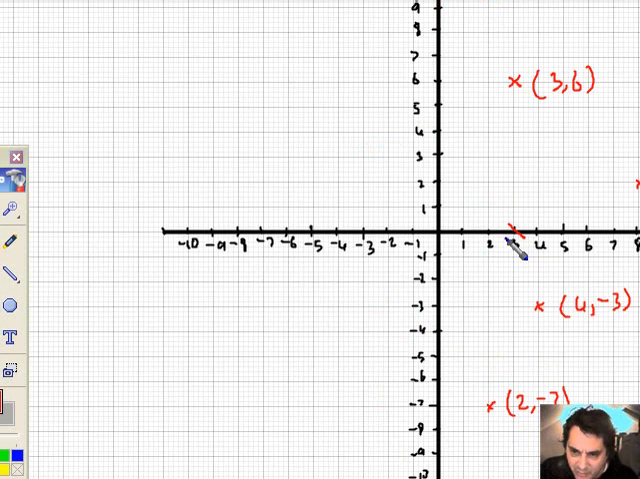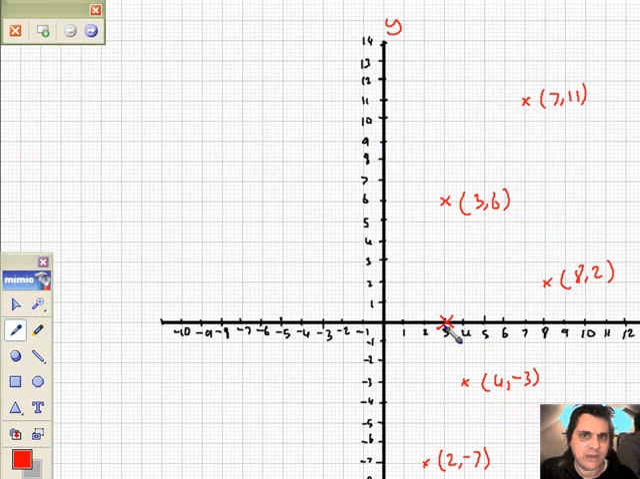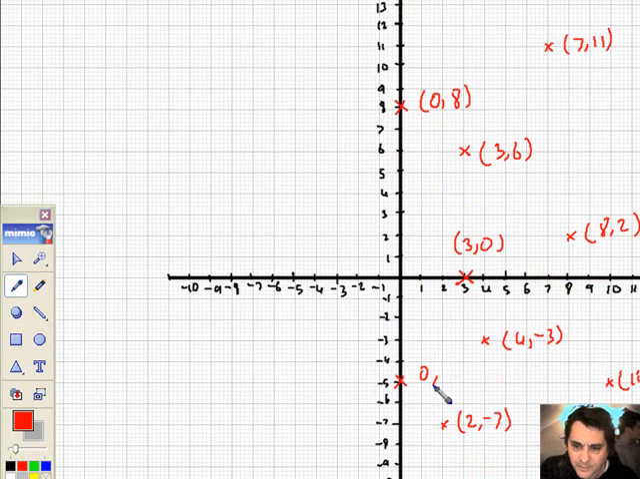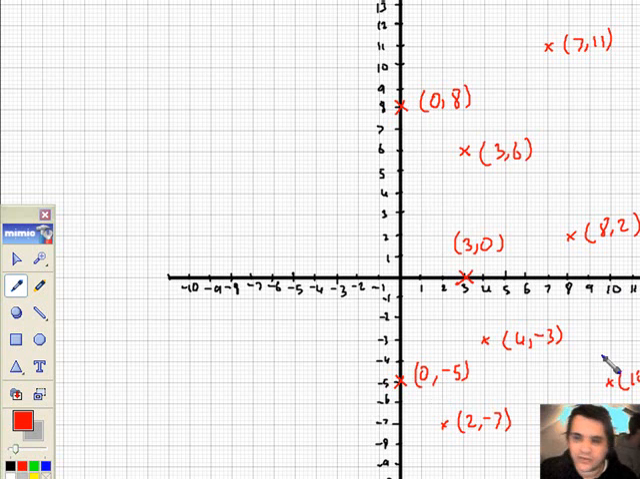Incidentally, that point right there, which you mustn't fear, is 3 along and 0 up or down. So that is the point 3, 0. Alright? And let's do one up here. That is the point 0 along, 8 straight up. In other words, 0 on the x, 8 on the y-axis. In the same way, if I choose this one, I've gone 0 along, 5 down, so 0, minus 5. Alright, so that takes care of everything strange on this side.